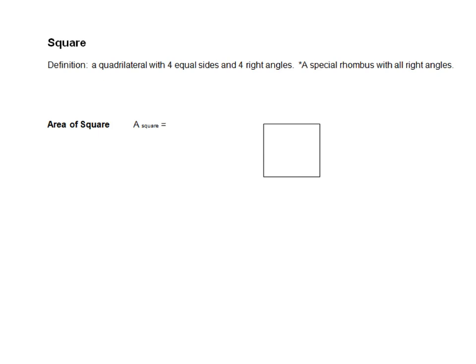So last we have a square. A square, we know what it is, but sometimes it's nice to know the technical definition. It's a quadrilateral with 4 equal sides and 4 right angles. So that means our 4 sides are congruent, and then we have 90 degrees at each angle, so 4 right angles. And it is considered to be a special rhombus with all right angles.